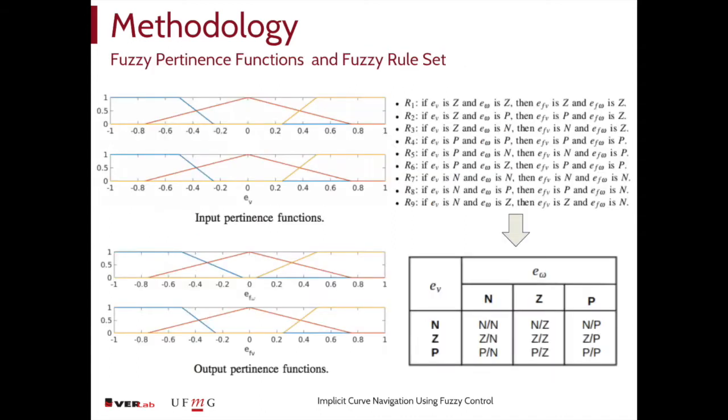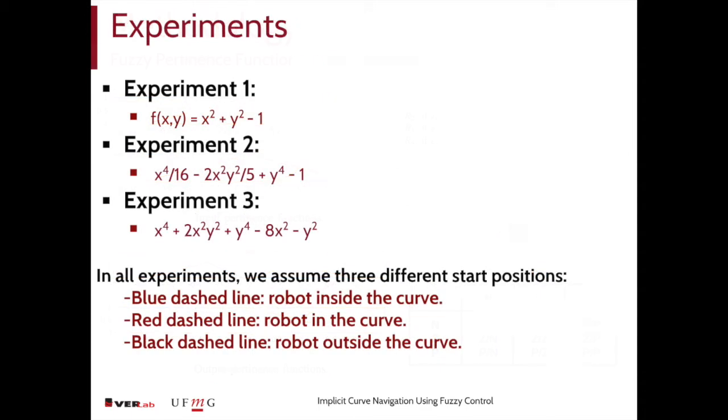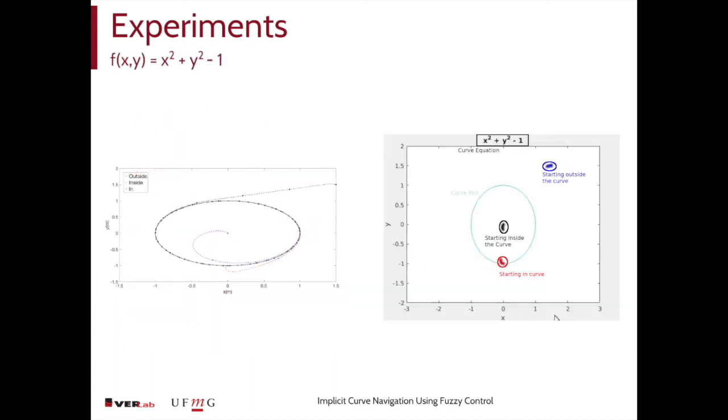Finally, the input signal processed by our fuzzy controller maps the input error signals into angular and linear velocities. Those velocities are used as control inputs for our vehicle. Our experiments consist of simulations for trajectory tracking considering three different curves and the three possible initial situations. 1. When the robot starts inside the curve. 2. When the robot starts in the curve. 3. When the robot starts outside the curve. In all experiments the trajectory is represented by a black full line. Here are the simulation results of our first experiment.